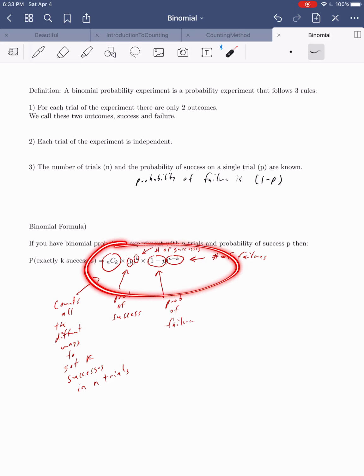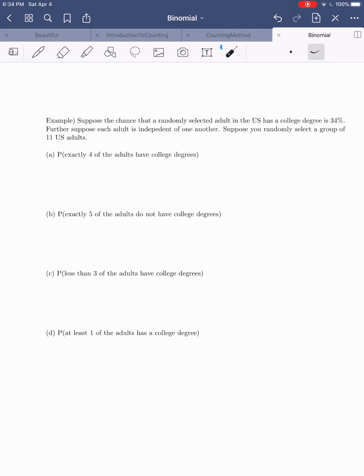So this formula here, this binomial formula, is very, very important. It allows us to handle things in a binomial probability experiment. So let's take a look at using it in a couple different examples. For this example, we're going to suppose that the chance that a randomly selected adult in the US has a college degree is 34%. In other words, 34% of US adults have college degrees.